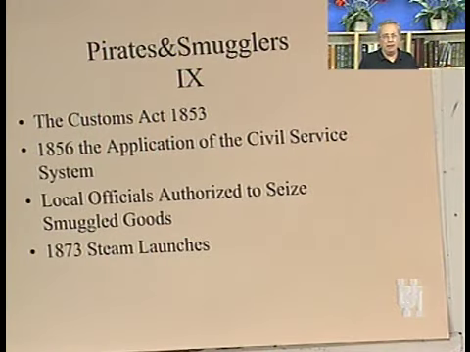In 1853, the English government passes the Customs Act, and this formalized what had been incremental change in the past in terms of requiring the hiring of individuals based on ability and the payment of reasonable salaries to the some 10,000 people who are now part of the customs service. The government went even further 3 years later when it imposed the civil service system on the customs service.